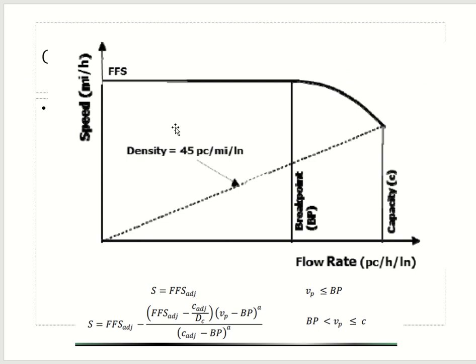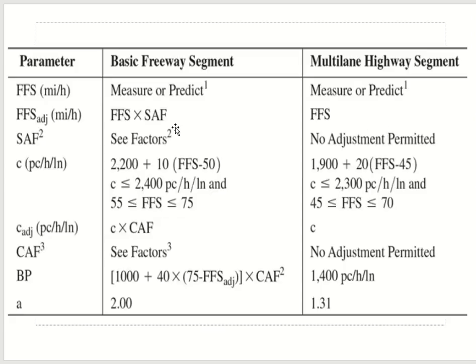When we calculate, we know free flow speed. So I can draw this line, right? I can draw this straight line. Okay? This straight line will go up to breakpoint. Okay? For breakpoint, I have this equation. So I'll use this equation to calculate the breakpoint. Give me the breakpoint. The free flow speed was 73.8.